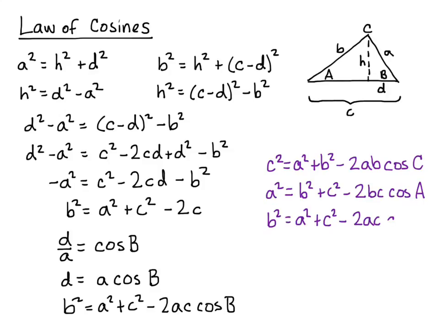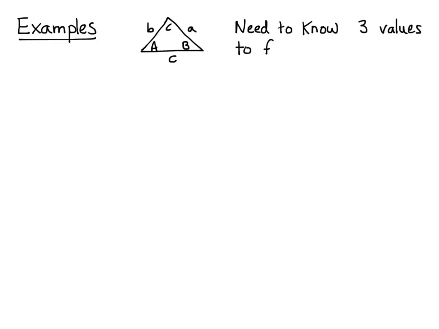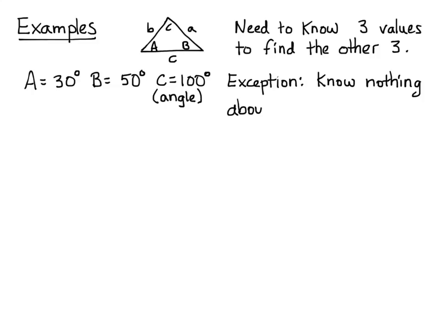Okay, so let's go through some examples. And here's where I think it gets a little bit interesting. We need to know basically 3 values on the triangle to find the other 3, but there's one exception to that. If we know the 3 angles, we know nothing about the sides, right? Because any time we propose a side, we can make other similar triangles and come up with the same angles. So this is an exception to that rule that we need to have 3 values to find the other 3.